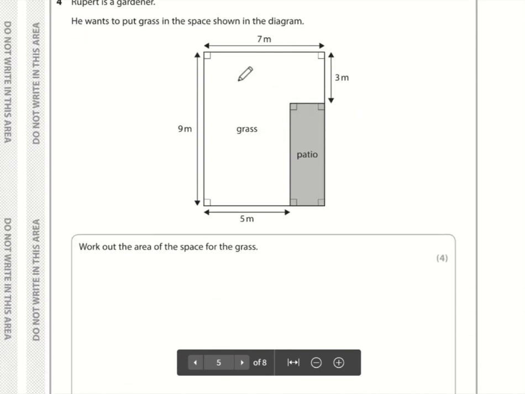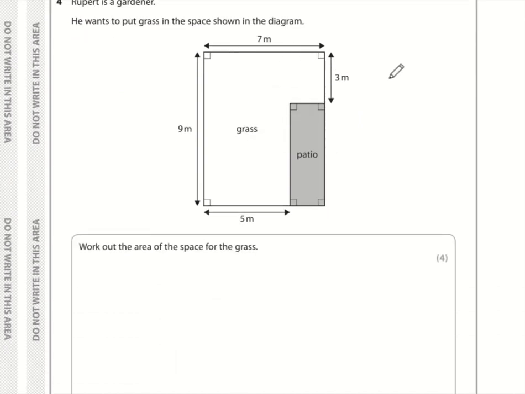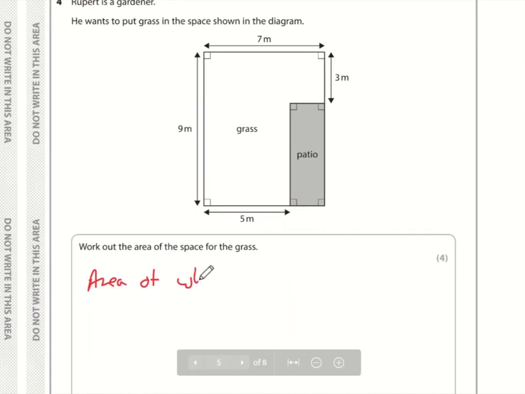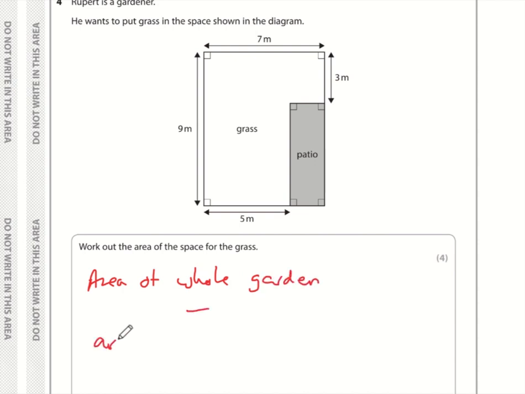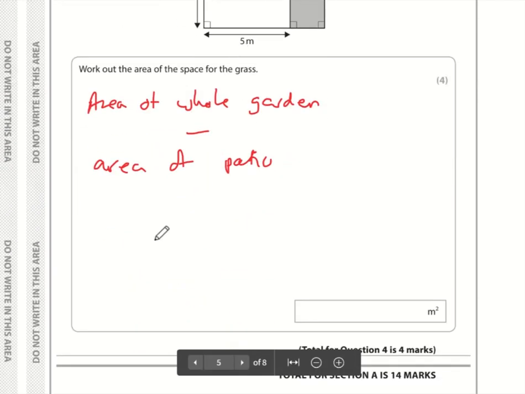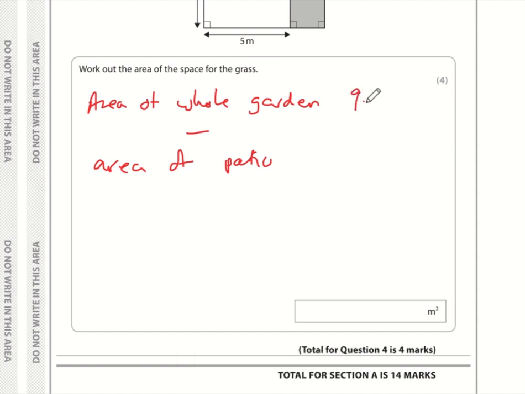Okay, so what we want to do here is work out the area of this section here. So what I would say is the area of, I assume this is a garden, so area of the whole garden minus the area of the patio. So the area of the big rectangle minus the area of the little rectangle, the shaded rectangle. So the whole garden is 9 by 7, so 9 times by 7, which is 63.